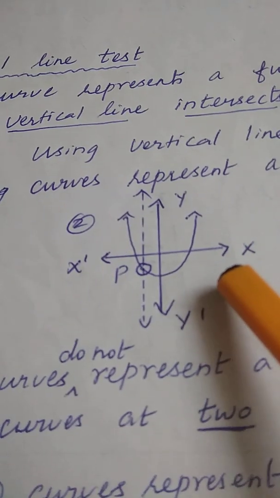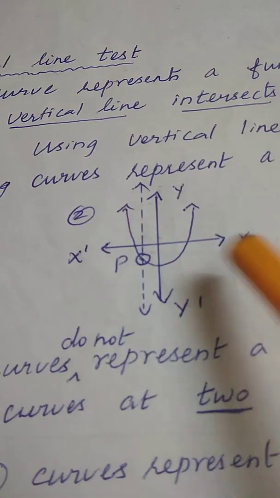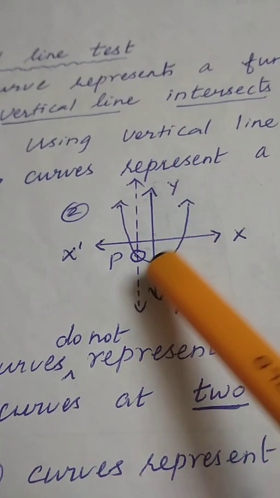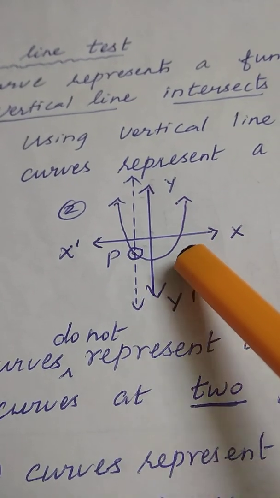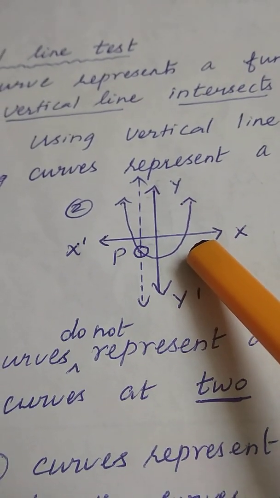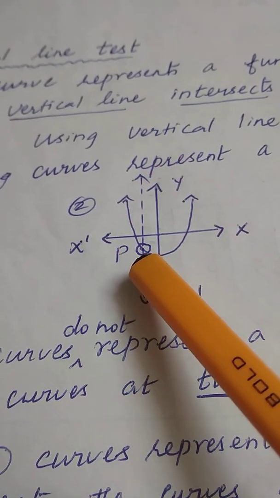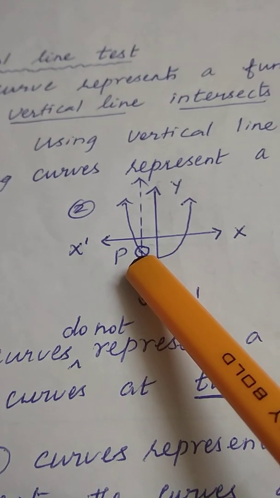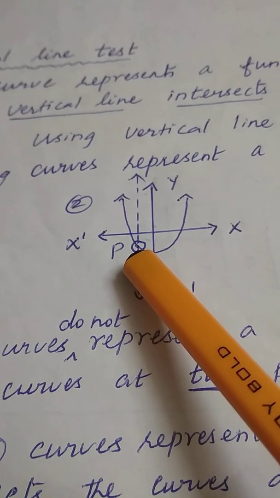Come to the second graph or curve. This is the x-axis, this is the y-axis. The curve is also given. To check whether this curve represents a function, you should draw the dotted line so that it touches the curve. But here the vertical line touches the curve at only one point. Therefore, this diagram represents a function.